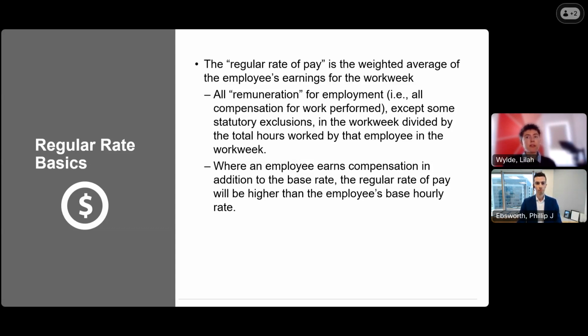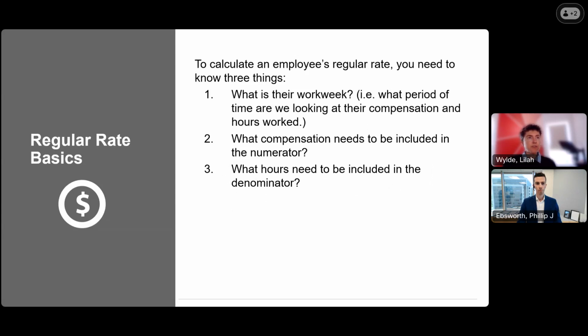So going on to the next slide, and to break it down a little bit further, because it can be confusing even for those of us who deal with it on the day-to-day. To calculate the regular rate, you really need to know 3 things. What is the non-exempt employee's work week? Meaning, what period of time are we looking at their compensation and hours worked? What compensation needs to be included in the numerator and what hours need to be included in the denominator. Now I'll pass it on to Phil, and he can talk through some of the other pieces of the regular rate calculation in greater detail.